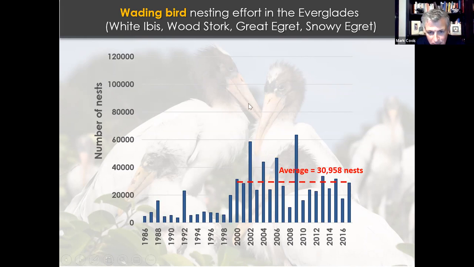Although historically these highs would have been much larger. And then from about 2009 afterwards, I would just point out that some of these highs were pretty impressive, even in the early 2000s. So our previous banner year, 2009, we had 63,000 nests, I believe, for these four species, and over 70,000 for all species combined. So that's pretty impressive. We were seeing some pretty good nesting events in these years. 2002 was another very good nesting event.